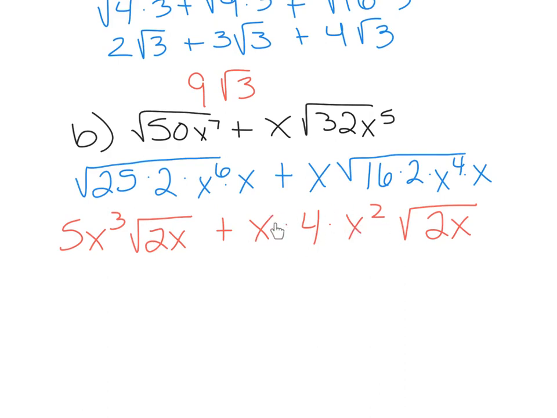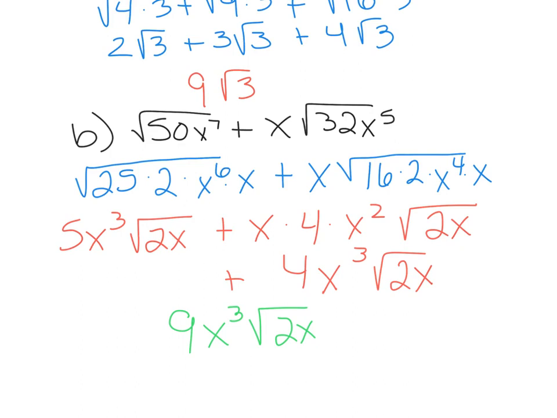When you multiply these, remember there's an exponent of 1 here. So this is going to be 4x cubed, because there's an x to the 1 and an x squared. So this is really 4x cubed square root of 2x. Now, can we add it to this term up here? Yes, we can, because they both have square root of 2x. So 5x cubed plus 4x cubed makes 9x cubed, and the square root of 2x is still there.